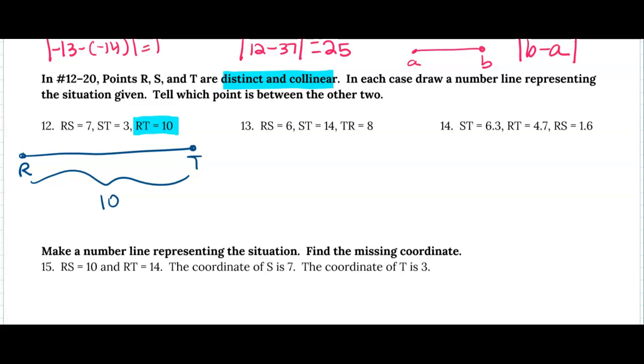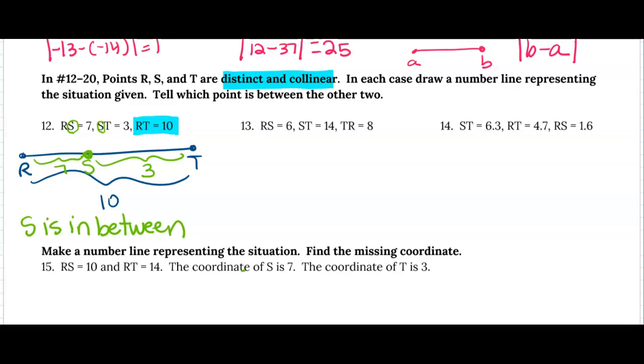Then that leaves S in the middle somewhere, so that ST is 3 and RS is 7. I didn't draw it to scale, but that's okay. So then we know that S is in between. It was kind of easy to see that because S is in both segments. But we'll see in a minute that that's not always the case.